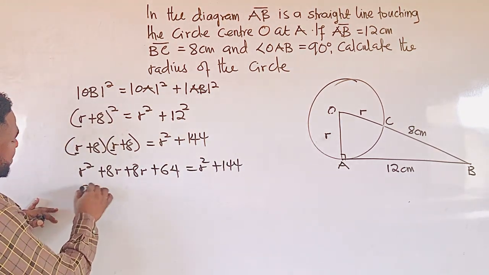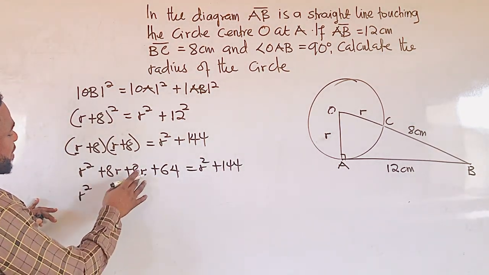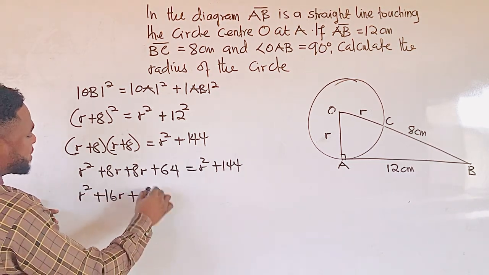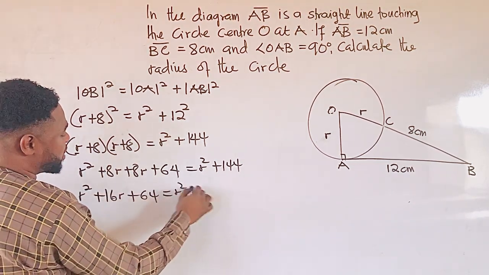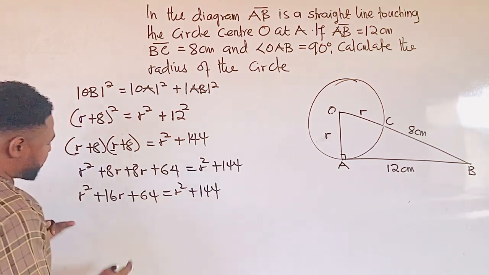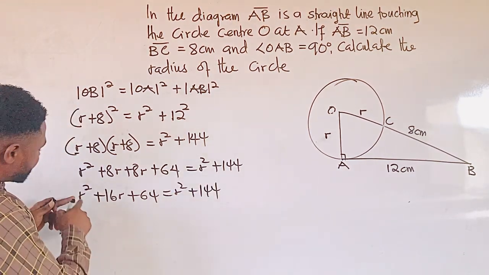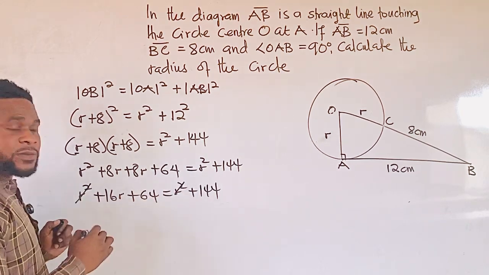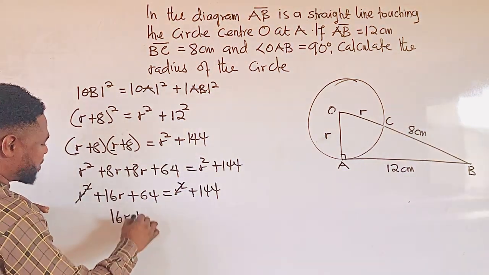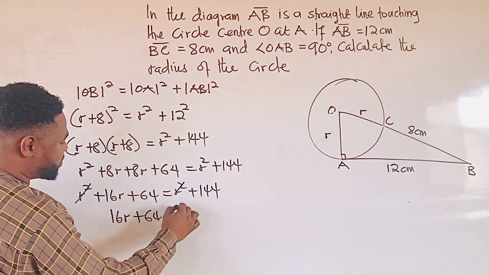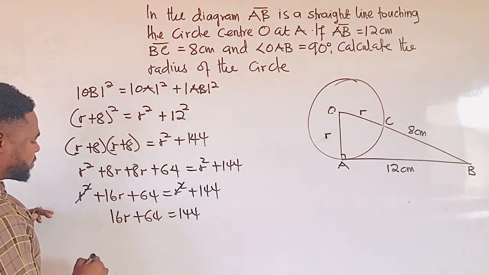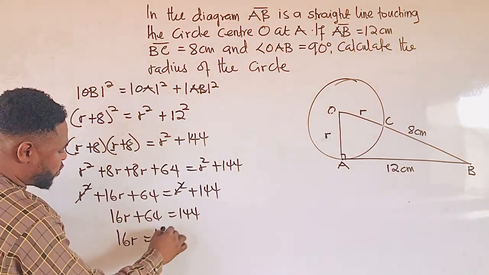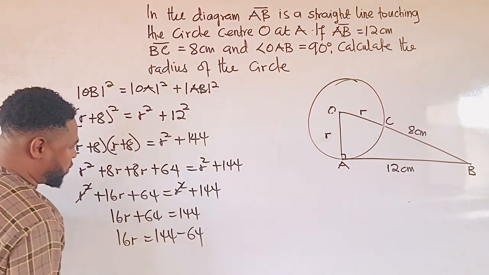Viewers, we simplify this as R squared, 8R plus 8R will give us 16R, plus 64 equal to R squared plus 144. Viewers, from what we have here, we have R squared on both sides, we can cancel them out. Then we have 16R plus 64 should be equal to 144. Viewers, we group like terms. So we have 16R equal to 144 minus 64.